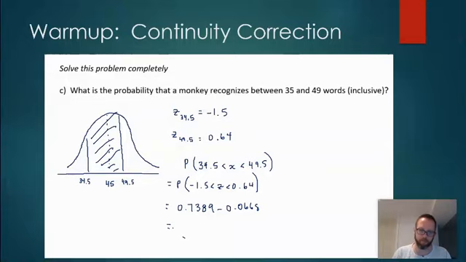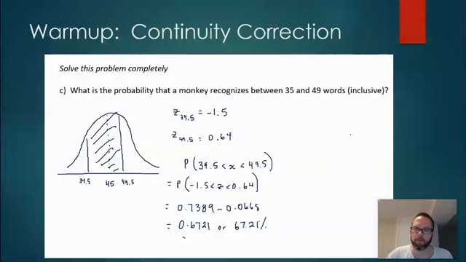So if you did all that, good for you. If you applied the continuity correction, that's great. If you didn't apply the continuity correction correctly, if you did 35 to 49, you'd be a little bit off. 0.6721 or 67.21%.